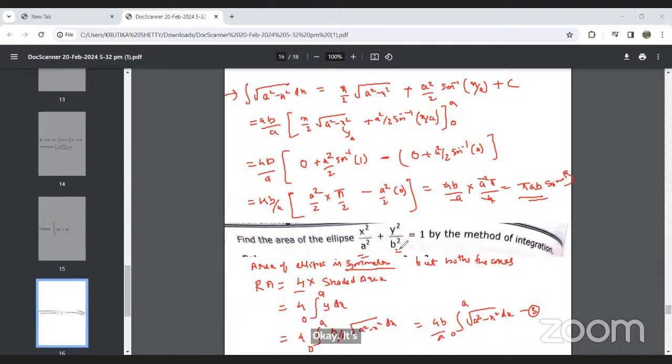First we need to write the equation in terms of y, and then we need to draw the figure and check the symmetry. Then simplify using the formula, the integration of root of a square minus x square. This formula plays a very important role here, so you need to remember this formula. Next question we will discuss on application of integration.